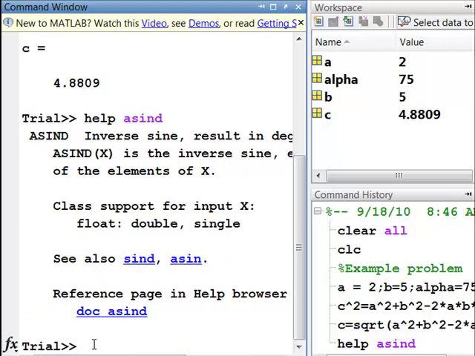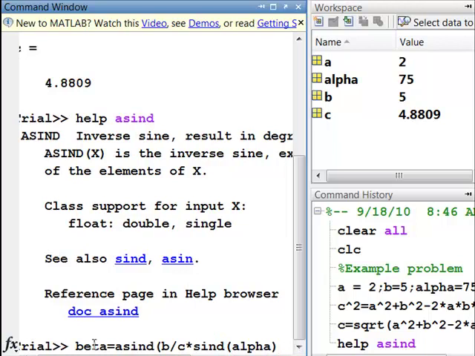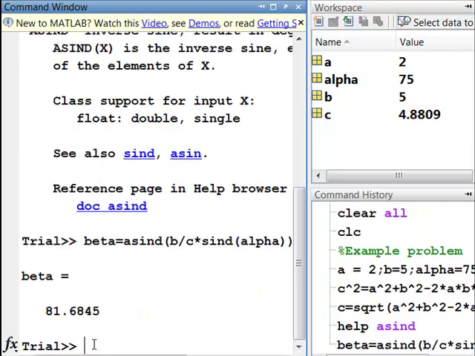So now we will type beta equals asind, inverse sine in degrees, of b divided by c times the sind of alpha. And you can go back and check and you'll see that this is the correct algebra to do this calculation. Okay, so that gives us beta. So beta is 81 degrees.